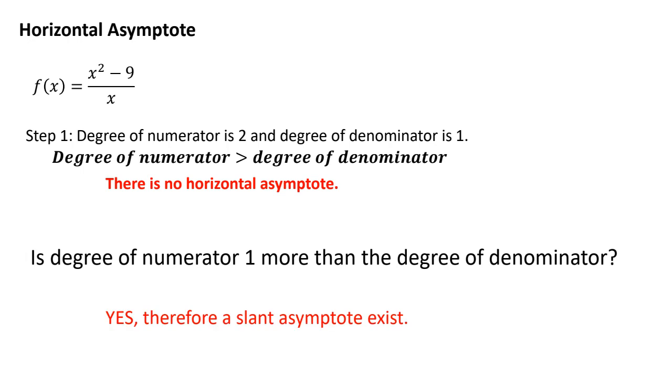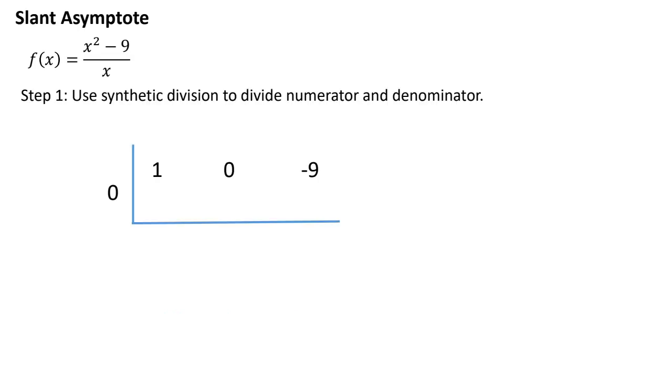To find the slant asymptote, I'm going to go ahead and use synthetic division. So I have my x squared, which is a 1. I don't have an x, so I use 0. And then we have our constant, -9. And so here, remember that the number out here would be your k, from x minus k, but we don't have a constant, so we use 0.